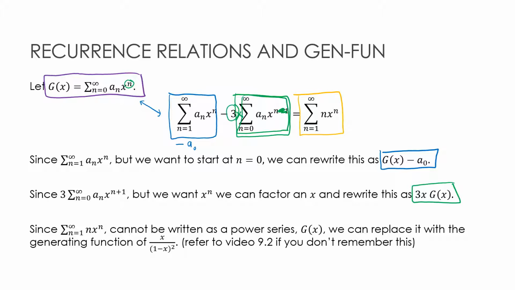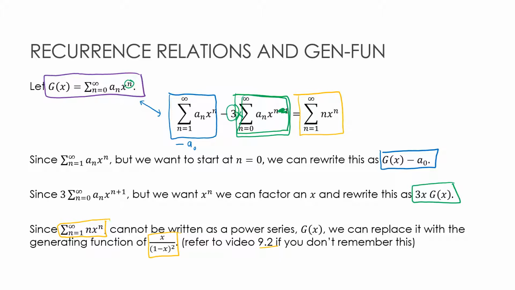Now for the yellow one, unfortunately there's nothing I can do in terms of g of x because it doesn't really match up. I don't have an a sub n, I have n. If you'll recall, back to the section 9.2 video, when we first learned all about generating functions, again, I'm not going to go through the math on that one, but this guy can be written as the generating function x divided by 1 minus x quantity squared.